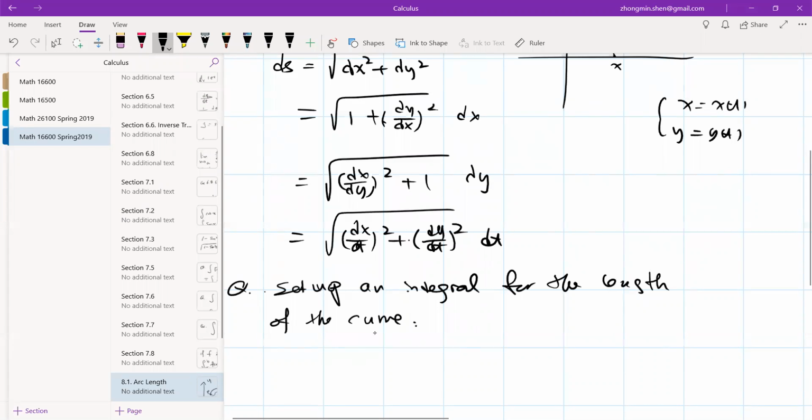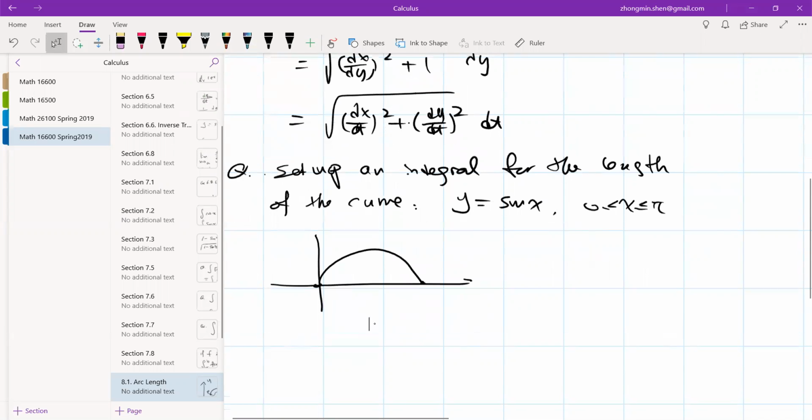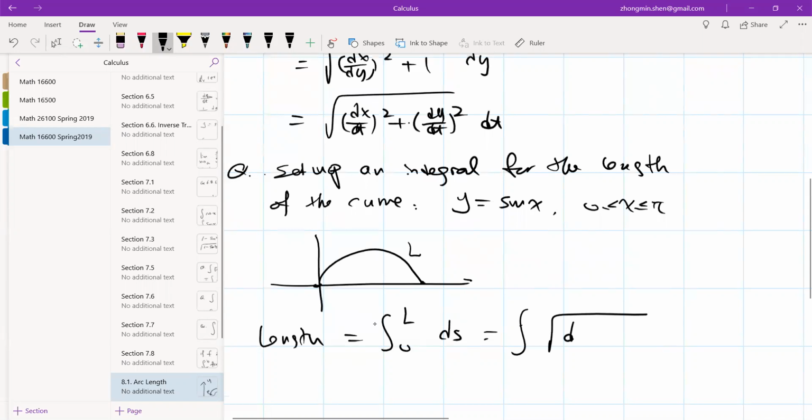This curve is actually the graph of the function y equals sine x, and x is between 0 and pi. So this is going to be the sine curve. I want to know the length of this curve. The length is going to be L, a number. So the length is going to be the integral from 0 to L of ds, no problem. That's the simplest formula in the world. So ds, and I don't know which one is better. I think you should use the square root of 1 plus (dy/dx) squared, times dx, because dy/dx is easy to find, right? So x is the variable outside. What is the interval for x? From 0 to pi.